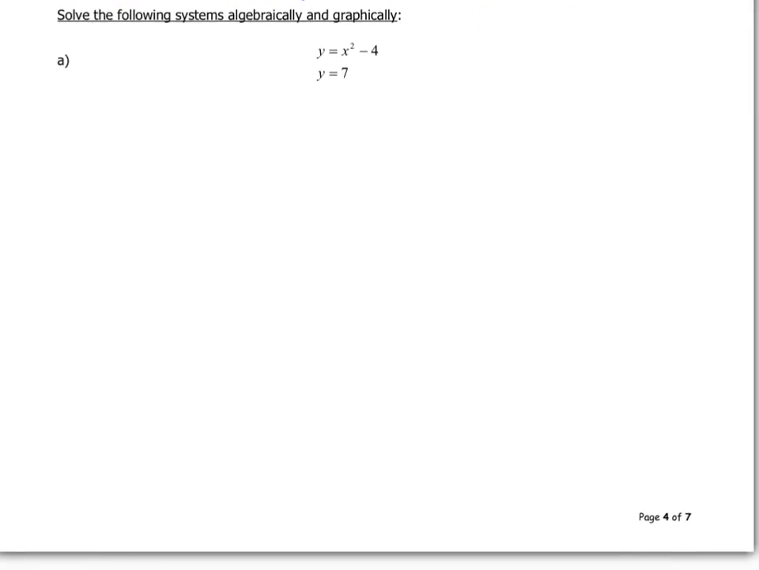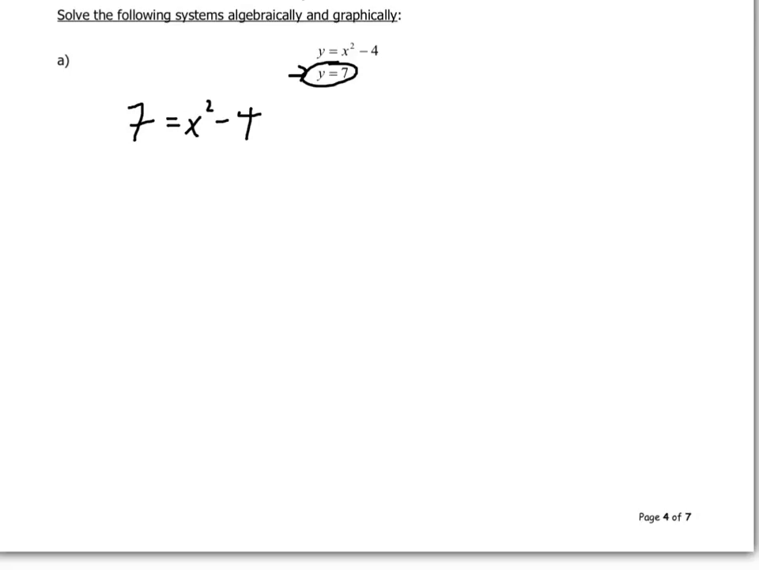Now, we're asked to solve the following systems algebraically and graphically. Let's do this algebraically first. Notice that the y's are already isolated. So y equals 7 in the second equation, and in the first equation, y equals x squared minus 4. I'm going to take the second equation and replace y in the first equation. So I end up with 7 equals x squared minus 4. That's substitution. When you solve these kinds of systems algebraically, you will tend to use substitution, and you won't really use elimination too often.